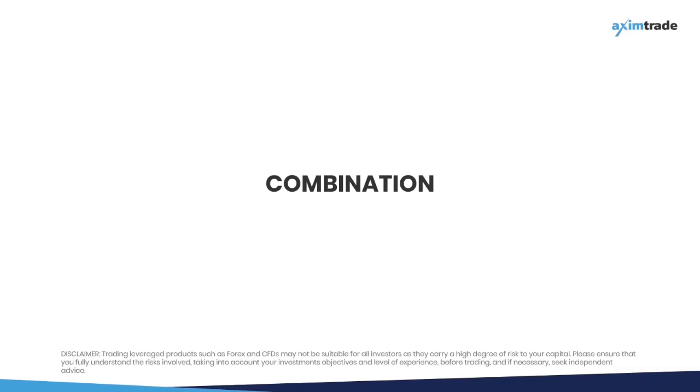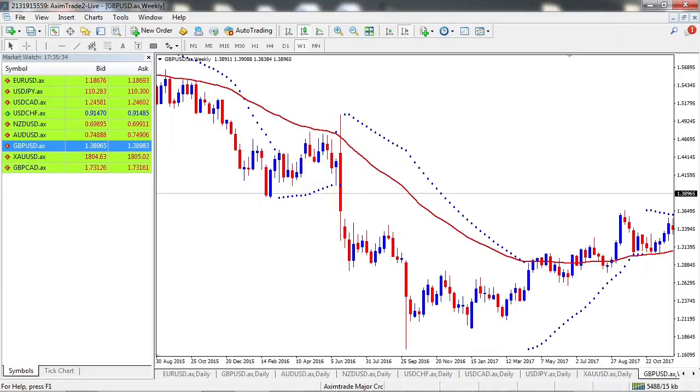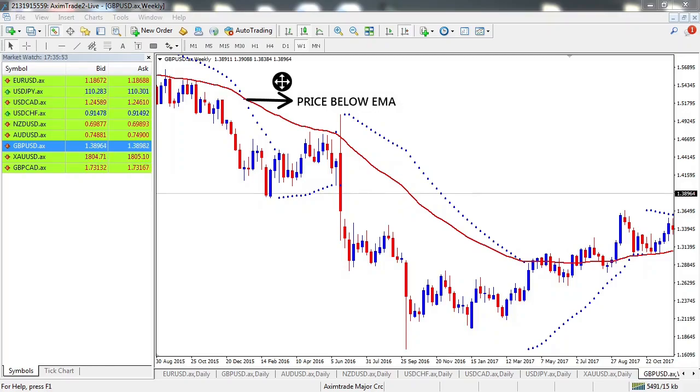And finally, the combination with the Parabolic SAR. J. Welles Wilder recommended using other indicators to confirm the market trend direction. The indicators which can be used together with the SAR trading signal are moving averages and candlestick patterns. For example, when the instrument price falls below a long-term moving average and the Parabolic SAR is above the price, it confirms the sell signal.